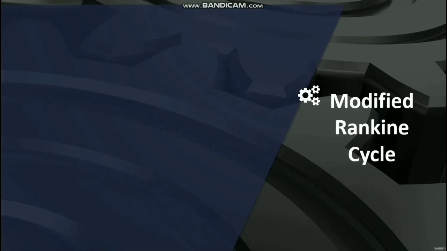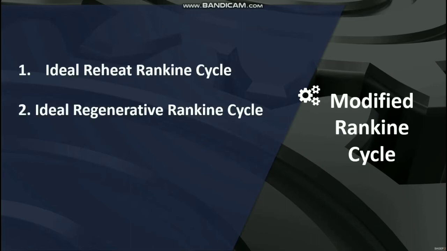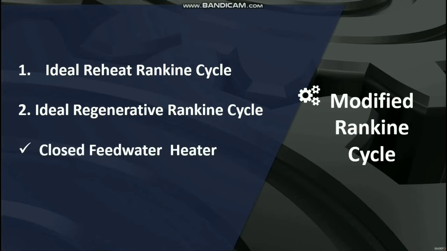With these irreversibilities, modifications of the Rankine cycle are made. Some of them are the ideal reheat Rankine cycle and the ideal regenerative Rankine cycle. The ideal regenerative Rankine cycle comes in two types: those that use the closed feed water heater, and the open feed water heater.